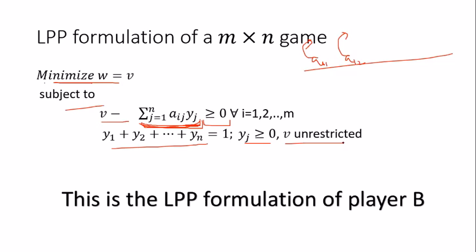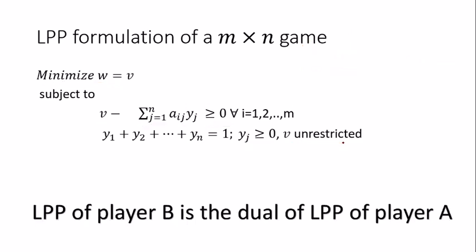If you have already formulated the linear programming formulation of player A, then you know how to do the formulation of player B. Otherwise, this is also not difficult to remember, because you need to do the same steps in every example. So I have told you the LPP formulation of both the players, but there is a result, a theorem, which we are not going to prove. I'm just going to tell you the result: the LPP of player B is actually the dual of the LPP of player A.